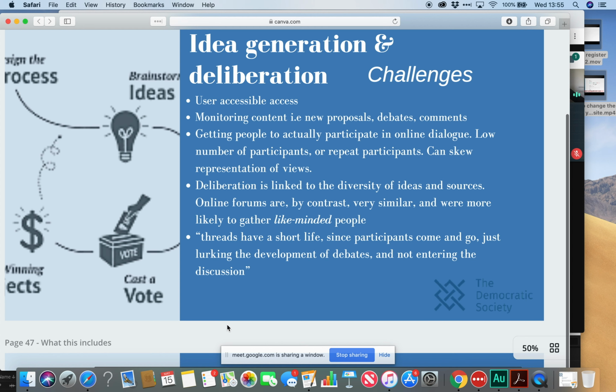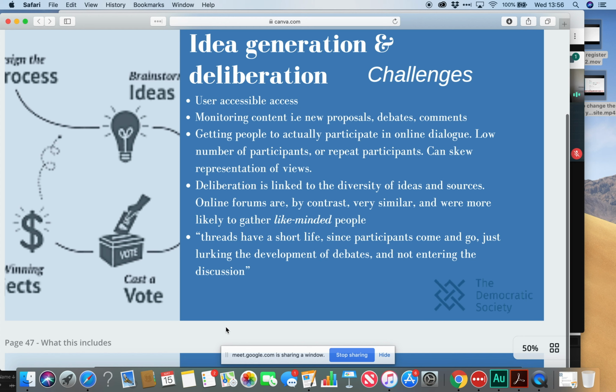Getting people to actually participate in online dialogue. You know, if there's a low number of participants or it's the same people over and over, this can skew representation of views. It might put people off joining as well. So deliberation is linked to the diversity of ideas and sources. But online forums, by contrast, are very similar and, again, can gather just like-minded people. So trying to get an overall representation of people to deliberate on certain ideas can be quite hard.